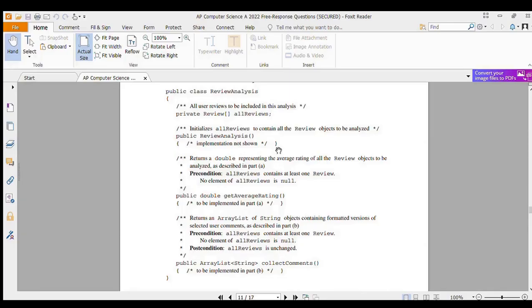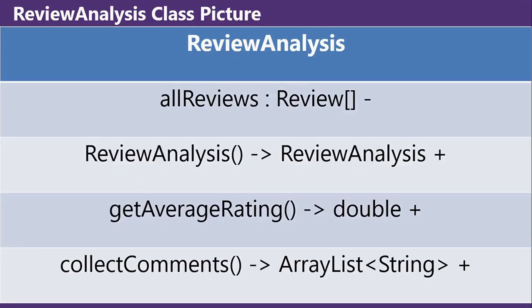For the next part of question 3, we're looking at the ReviewAnalysis class. It has a private member that's a Review array called allReviews. It has a public constructor. It has a public double getAverageRating method. And it has a public ArrayList of Strings collectComments method. For the ReviewAnalysis class, you draw this picture.